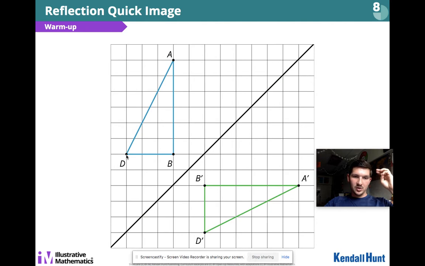So if you look at B, it's 1 and then 1 to B prime. D is 1, 2 and a half, 1, 2 and a half to match up to D prime. A is going 1, 2, 3, 4, 1, 2, 3, 4. That's how we're doing reflections. You just kind of count away.